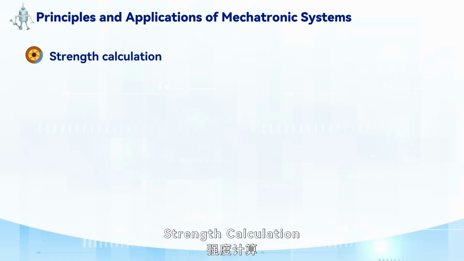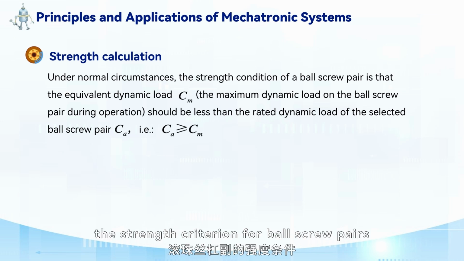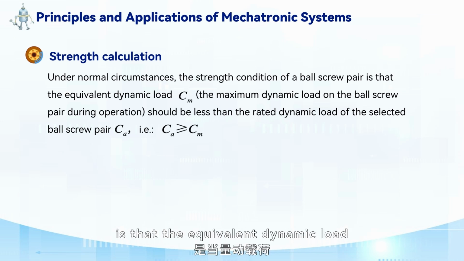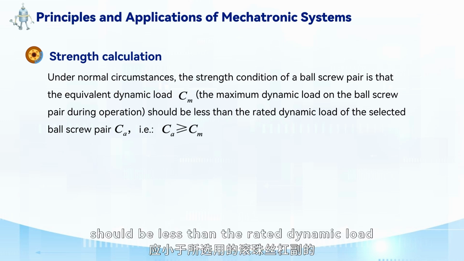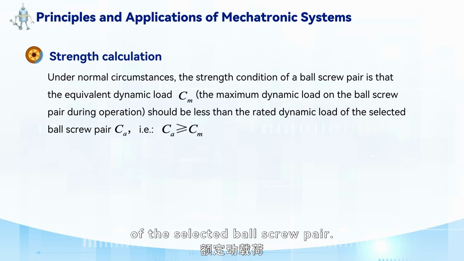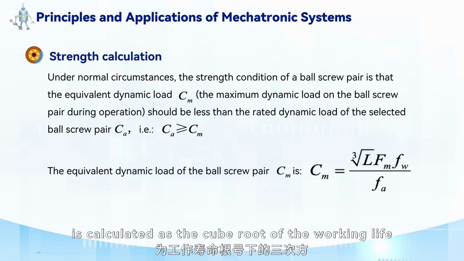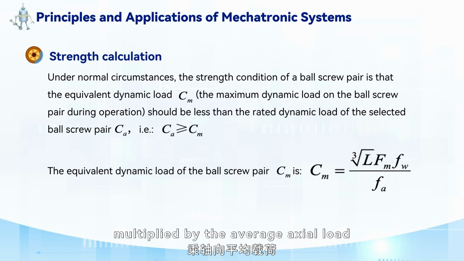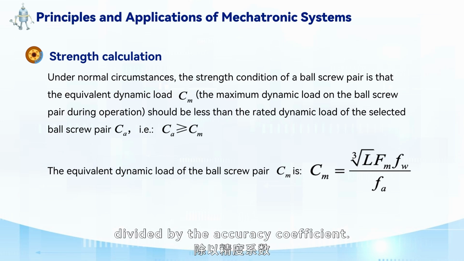Strength calculation. Under normal conditions, the strength criterion for ball screw pairs is that the equivalent dynamic load, the maximum dynamic load during operation, should be less than the rated dynamic load of the selected ball screw pair. The equivalent dynamic load is calculated as the cube root of the working life multiplied by the average axial load and the operating condition coefficient, divided by the accuracy coefficient.